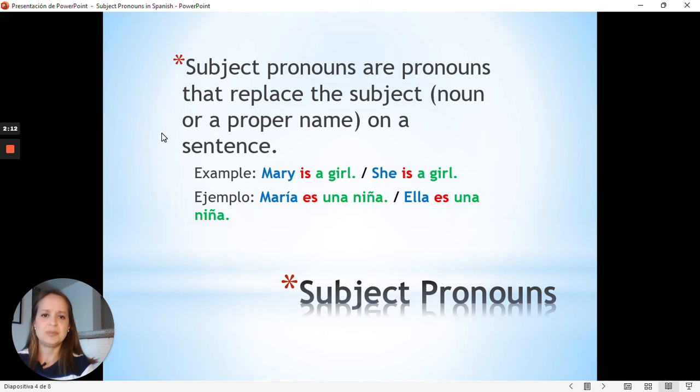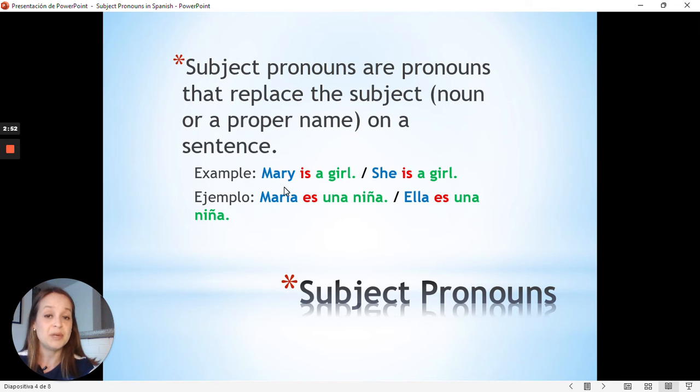Now, what is a subject pronoun? Subject pronouns are the pronouns that replace the subject, which is a noun or a proper name, in a sentence. Let's take a look. Mary is a girl. She is a girl. So she is the pronoun that replaces Mary as the subject, because she is the subject pronoun for feminine and singular subjects. Let's take a look in Spanish. María es una niña. Ella es una niña. Ella is the subject pronoun for feminine and singular subjects in Spanish. So as you can see, we are saying the same in both sentences.